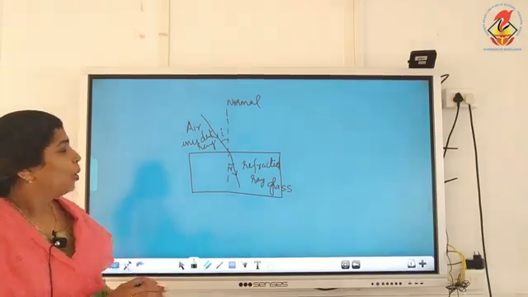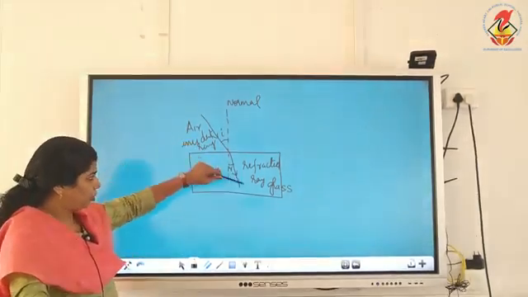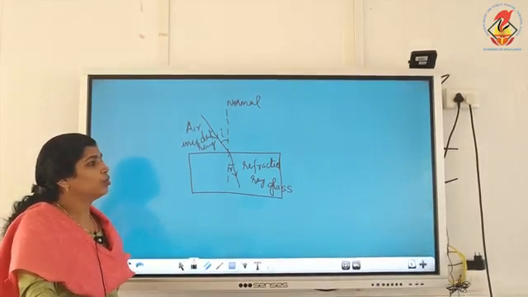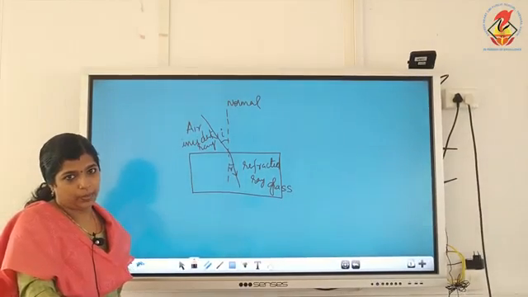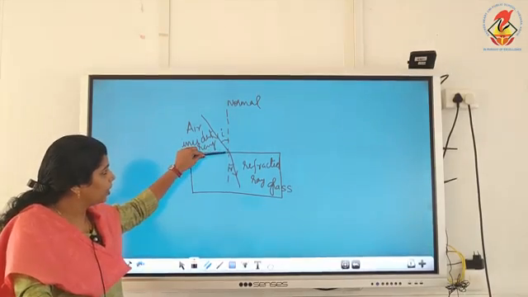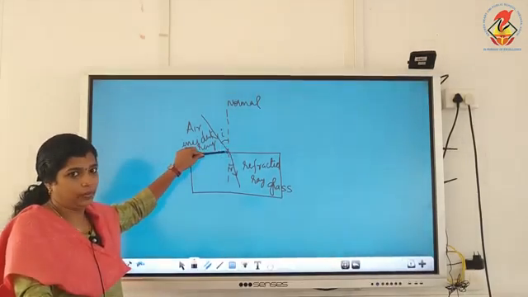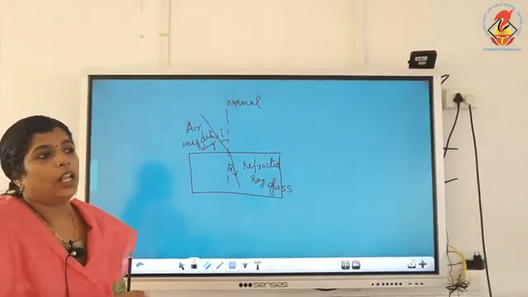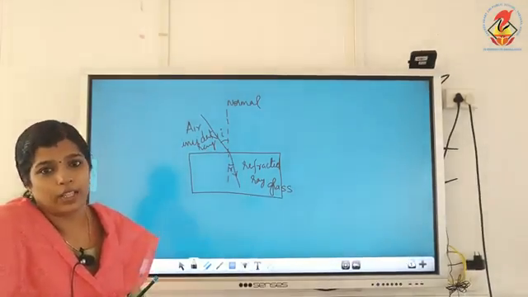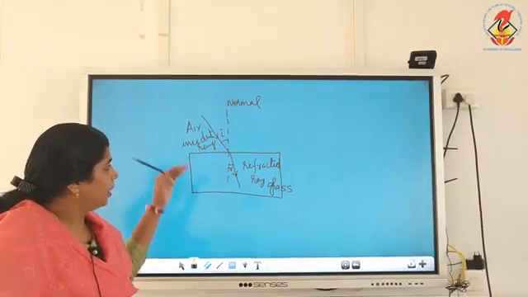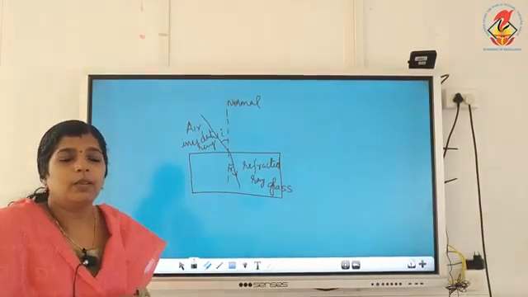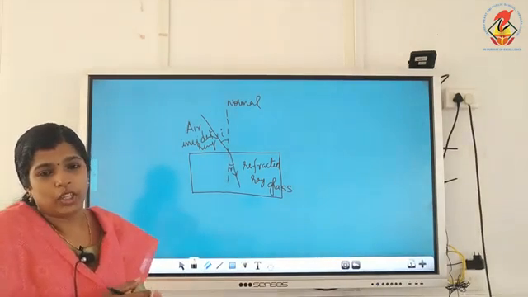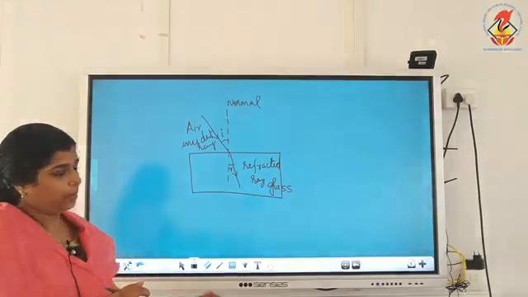When light enters from one medium to another, there will be a bending at the surface of the two separating media. That is known as refraction of light. The reason for the refraction of light is that when light enters from one medium to another, there will be a change in the speed of light.